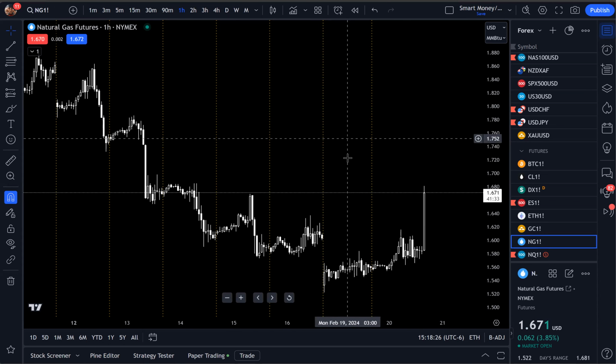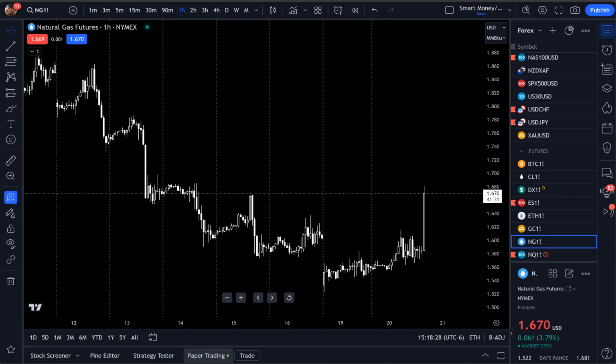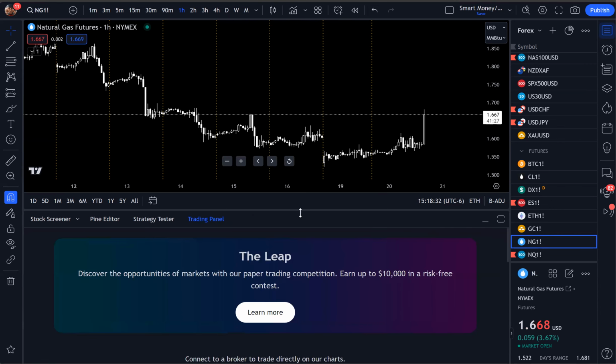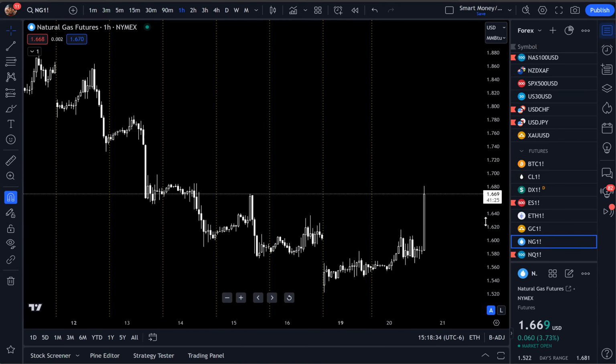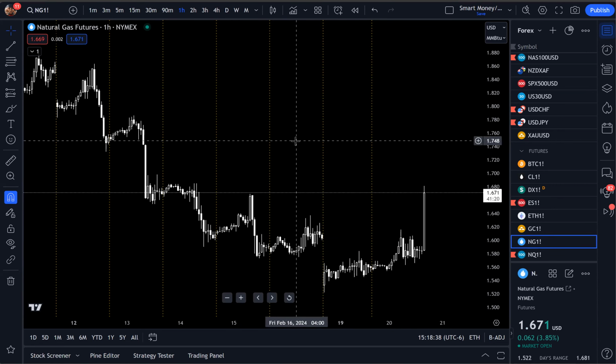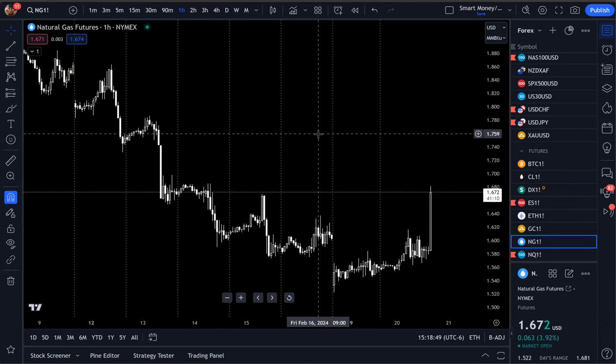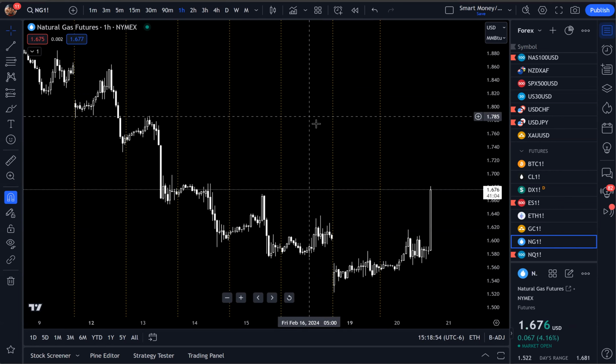Quick tutorial showing you guys how you can practice your trading on TradingView. I know a lot of people use TradingView to do their technical analysis. I'm dealing with my voice kind of going out. But you can also trade live, and you can practice with your paper trading. I don't know how many people know that. Okay, so check this out.